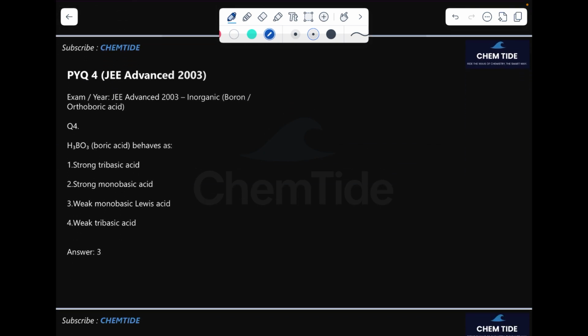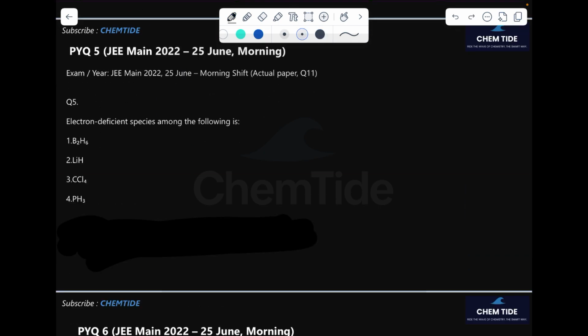JEE Advanced 2003 question: boric acid behaves as, we learned it just now, a weak monobasic Lewis acid. Which electron deficient species among the following is correct? It is BH3, the octet is incomplete. Lithium is a metal, duplet is complete, carbon octet complete, PH3 octet is also complete. Only BH3 is electron deficient.